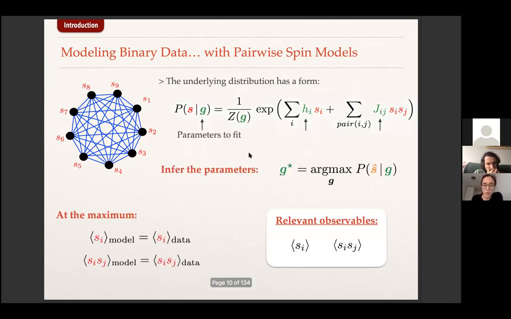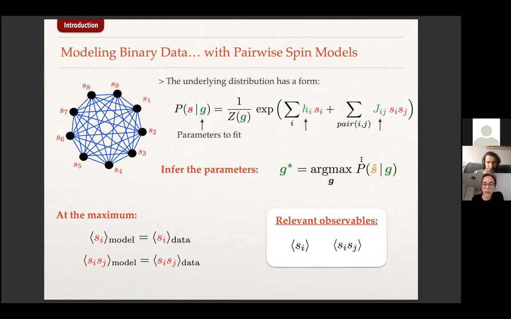Okay, so when we take this form of the probability distribution, the next thing that we have to do is find the value of the parameters such that this probability distribution is as close as possible to the empirical probability distribution, so the one in the data. And how we do this is what we call inferring the parameters, and we find basically the parameters J star that maximize the probability to reproduce the entire data set. So what I call S hat is all the states of the system in the data set.